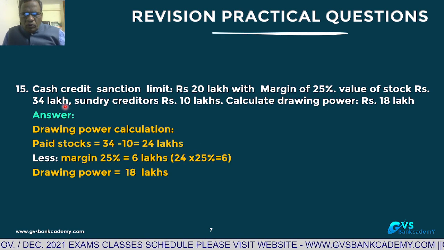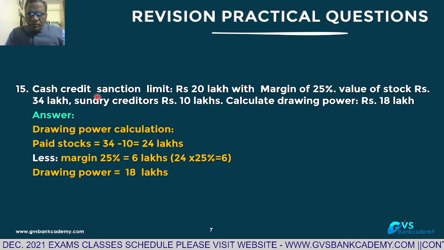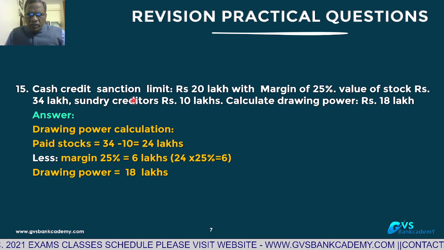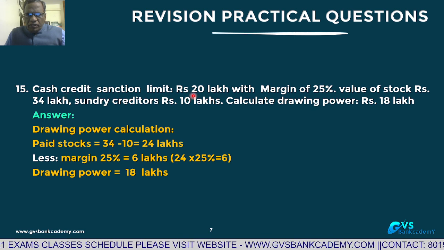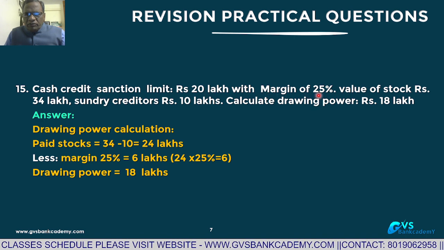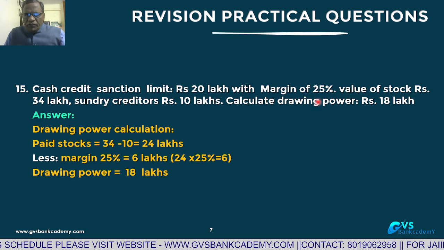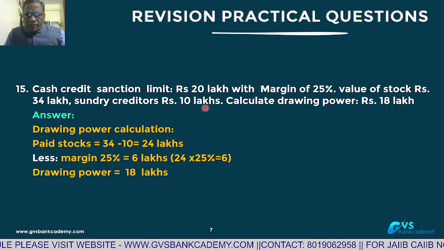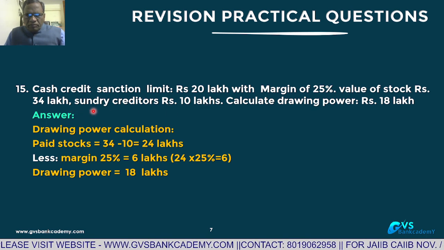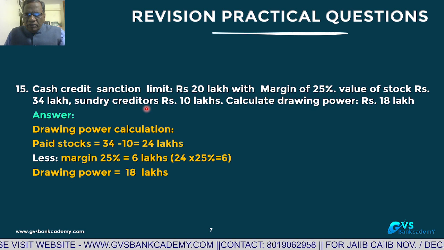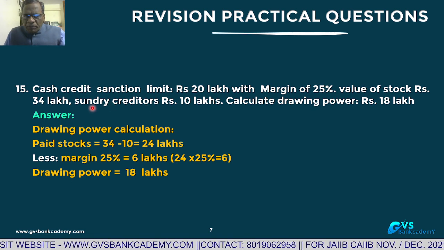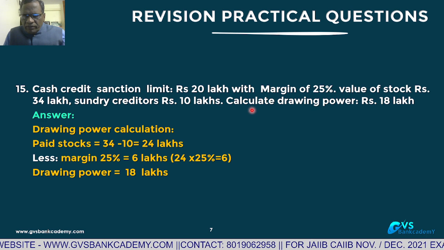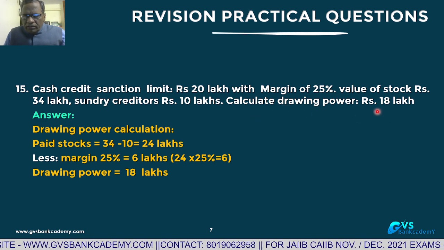Now, working capital limits. Drawing power calculation. Cash credit sanction limit is 20 lakhs. Stipulated margin as per sanction is 25%. Value of stocks as per stock statement is 34 lakhs. Sundry creditors outstanding is 10 lakhs. Sundry creditors means purchase of goods or raw material on credit, payment not made, 10 lakhs. Calculate drawing power, that is 18 lakhs.